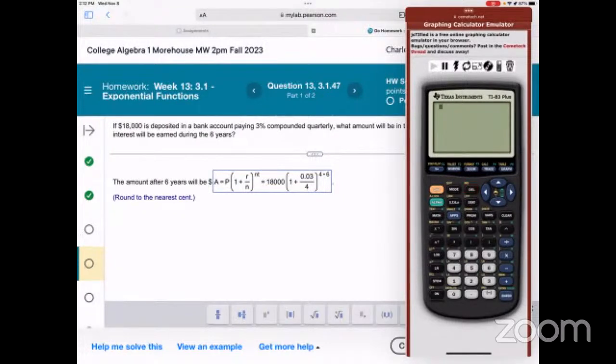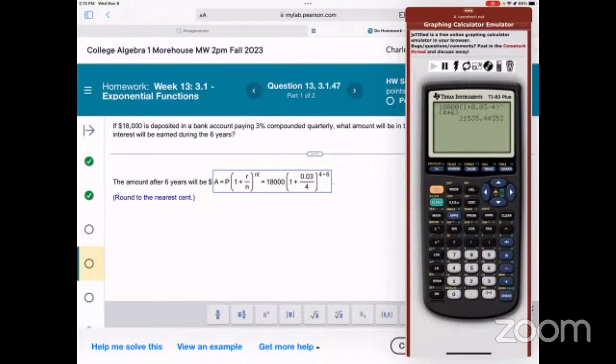Okay, all right, cool. So let's do 18. We got 18,123, parentheses, 1 plus 0.03 divided by, which is our N, divided by 4, close parentheses, hat, 4 times 6. Okay. That looks good. Oh, I think we're missing our division there. No, we're good. Yeah, I think we're okay. All right, let's submit this result.